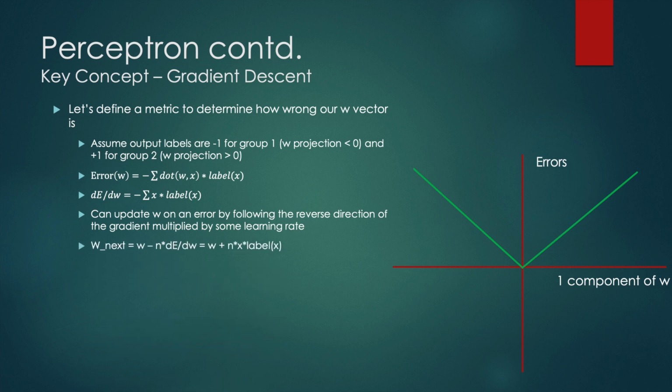And so the next value of W is going to be W minus our learning rate times the derivative of error with respect to W, which is already negative. So we have W plus n times x times the label of x. And that's how we're going to update W.